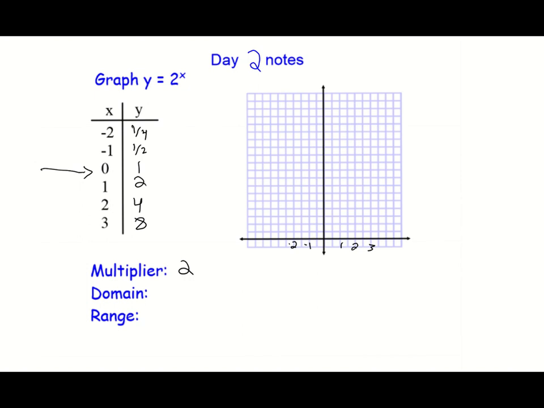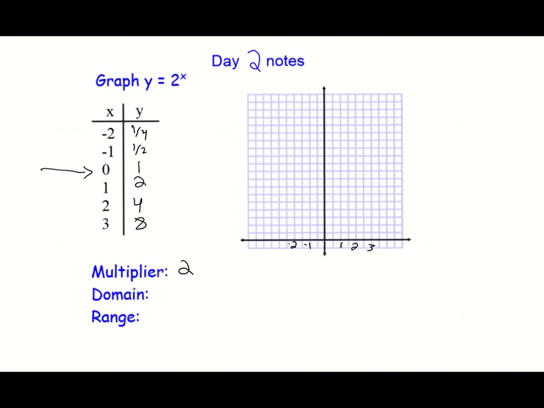I'm going to do a similar scaling for the y-axis, but I'm not going to write it on the y-axis. I'll write it off to the side. So I'm going to go every 2 units is 1. So that would be 1, 2, 3. And then plot the points.